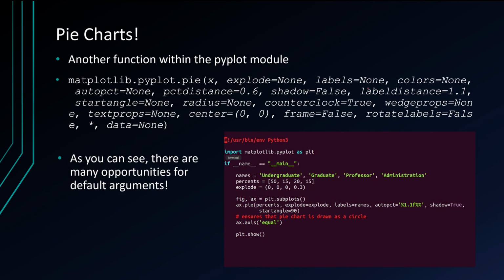So lastly, we will talk about pie charts, which is another function within the pyplot module. And to create the pie chart is the function matplotlib.pyplot.pie. And it takes in a list of values, which here we have as percents, and then there are many, many different default arguments that you can have as part of this function, and many different opportunities that you can have. So in this example, we have the different names, undergraduate, graduate, professor, and administration, the different percents, and we have our values of explosion.